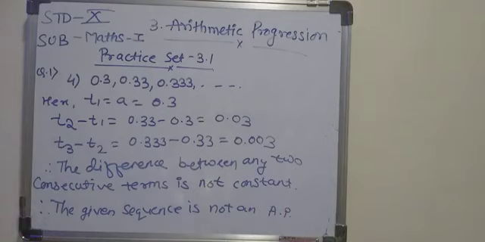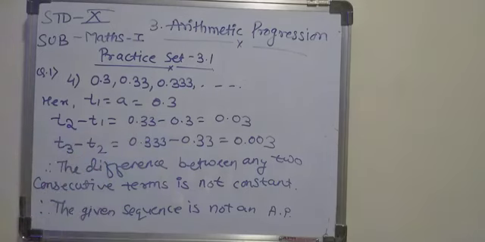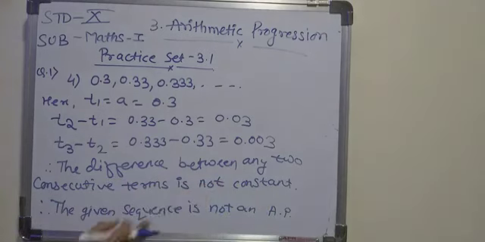This given sequence is not an arithmetic progression because the difference between any two consecutive terms is not constant. First you are getting 0.03 and the next you are getting 0.003, which are not equal to each other. If it is not constant, then the given sequence is not an AP. So this is how you are going to solve question number 1. See question number 2.